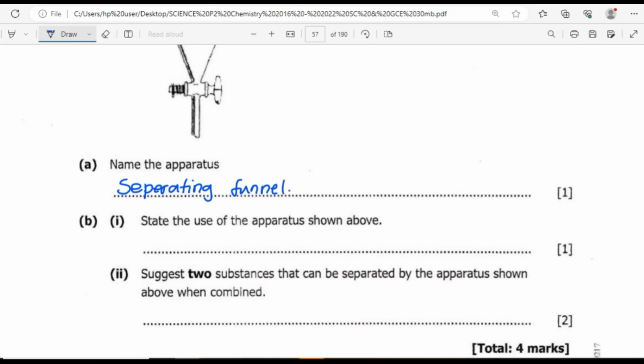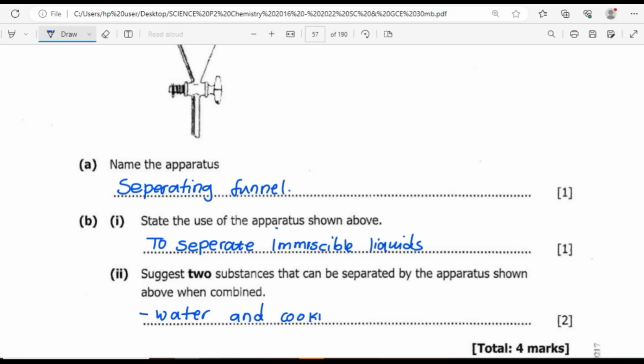Then B1, state the use of the apparatus shown above. So say to separate immiscible liquids. Immiscible liquids are liquids that do not mix completely. Suggest two substances that can be separated by the apparatus shown above when combined. Remember to give substances that cannot mix, which are water and cooking oil.